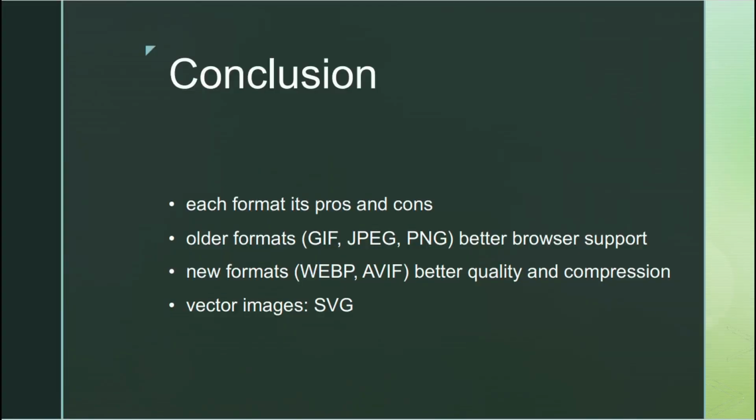Now, when you decide to use graphics on the web, all these formats have their pros and cons. The older established formats like GIF, JPEG, PNG have more browser support than the new formats like WebP and AVIF, but they have less compression capabilities and potentially less quality. If you need vector images, you can go with SVG.